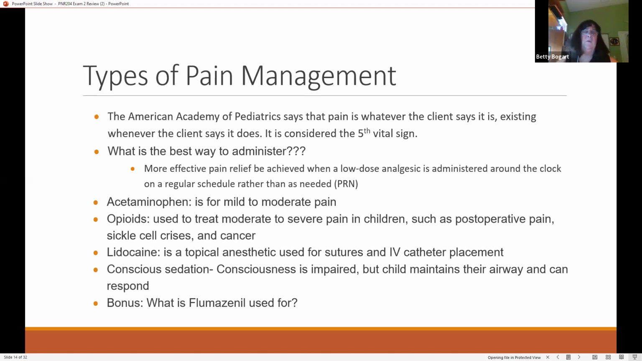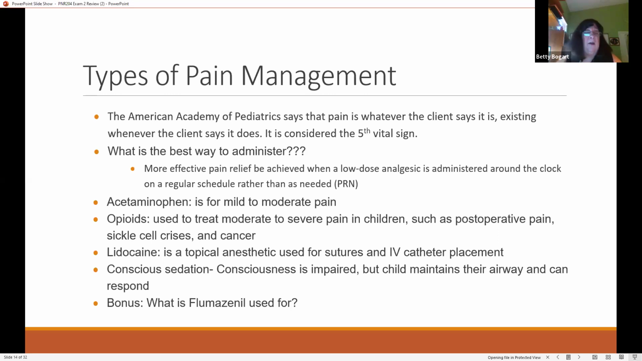What's the best way when you know they're in pain? Let's say post appendectomy. It's low dose analgesia around the clock, a regular schedule. Don't wait for them to call. Remember, if it gets too much, you can't catch up, right? So, around the clock, low dose is the best.